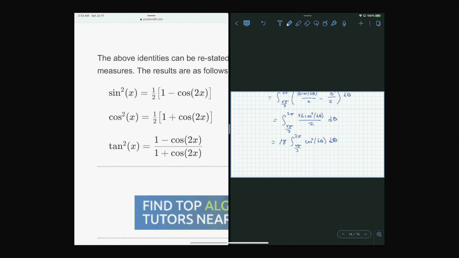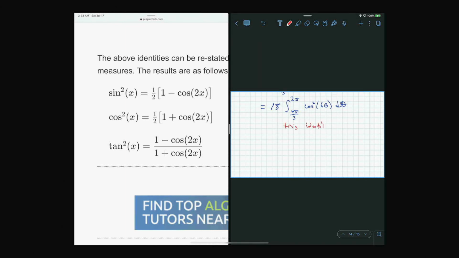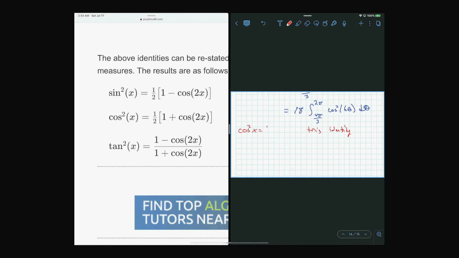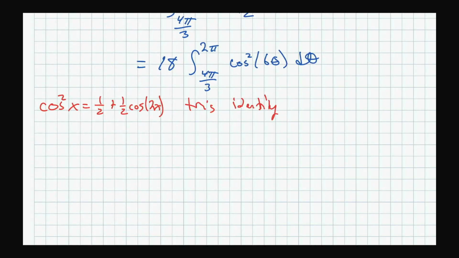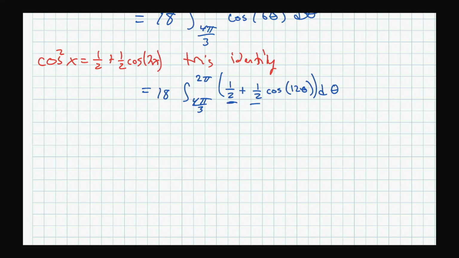We want the one for cosine squared. So you look up your trig identities. Specifically this one, cosine squared is 1/2 plus 1/2 cosine 2x. So we'll use our trig identity here. We have 18, 4 pi over 3 to 2 pi, that's going to be 1/2 plus 1/2 cosine. And whatever the angle here is, it gets doubled. So if this is 6 theta, this actually comes up 12 theta d theta. You can take out the half, they both have a half, and make this 9, integral 4 pi over 3 to 2 pi, 1 plus cosine 12 theta.